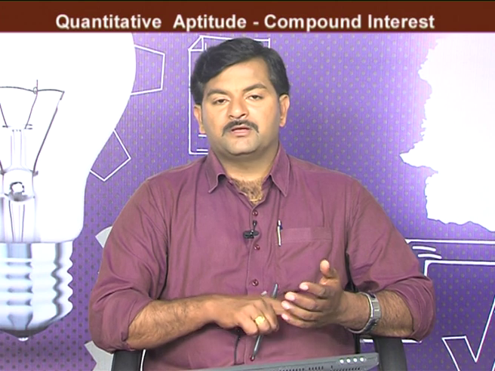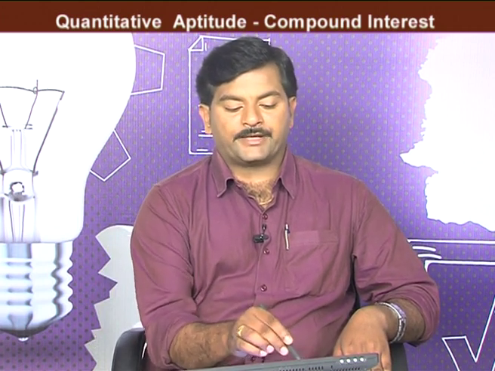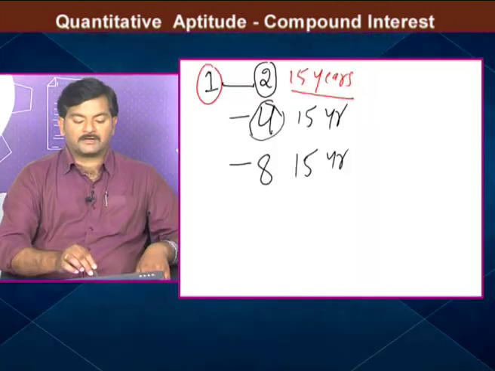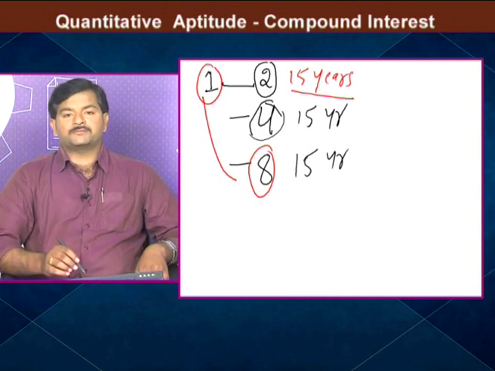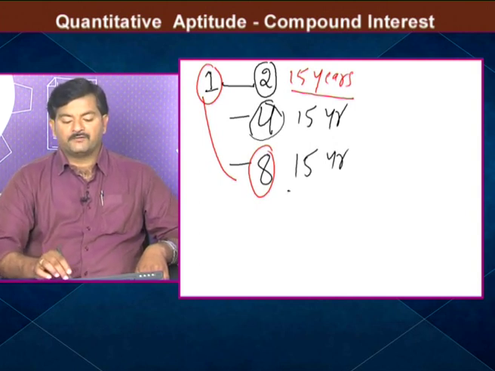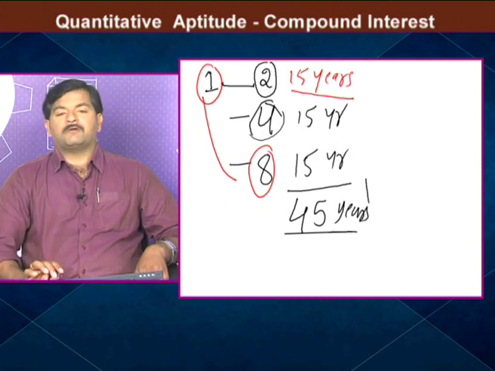For our simplicity, if a person borrowed 1 rupee, that 1 rupee doubles itself in 15 years. What does it mean? I borrow 1 rupee, it becomes 2 rupees. 2 rupees becomes 4 rupees. 4 rupees becomes 8 rupees. So I borrowed only 1 rupee, and this 1 rupee becomes 8 times. In how many years? 15, 15, 15. Total how many years? 45 years. I hope you understood what I am saying.